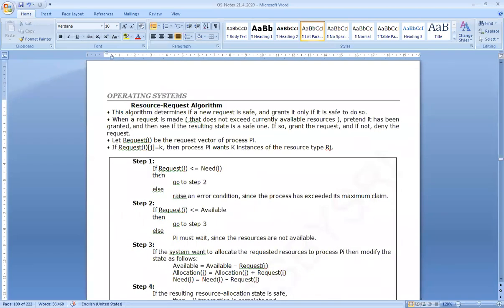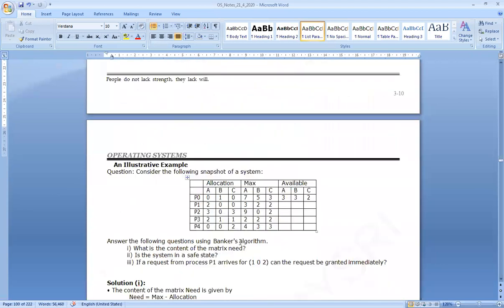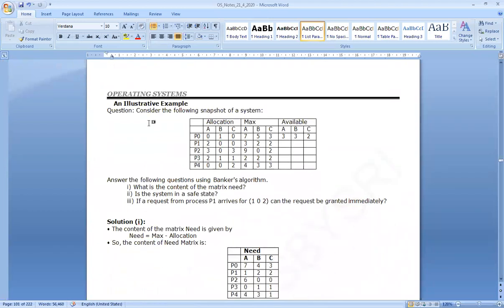Okay, so that is explained in this step by step procedure. Now we go for one example of our Banker's algorithm. As you can see here, this is the snapshot, or the problem given. To solve it, consider the following snapshot of the system, where we have allocation, max and available, and the processes P0, P1, P2, P3 and P4.